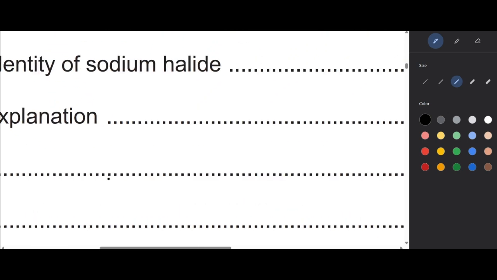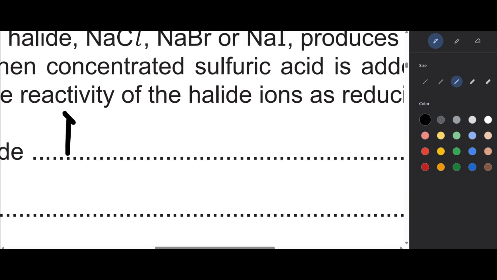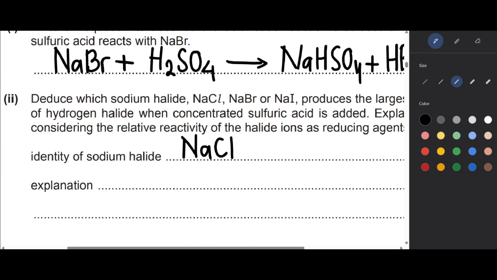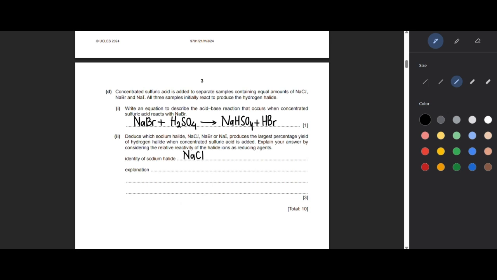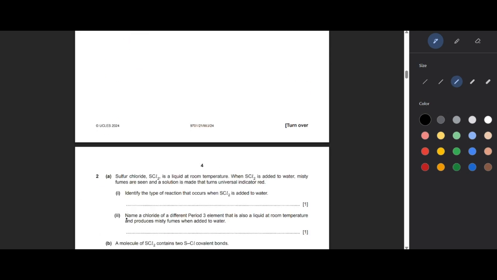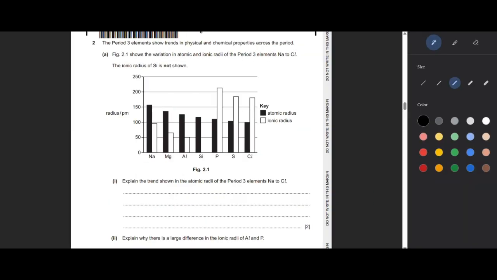The sodium halide here is NaCl, and the chloride ion, Cl minus, is the weakest reducing agent, so it cannot reduce concentrated sulfuric acid. So the HCl gas produced does not react further and gives the highest yield. We move to the next question.